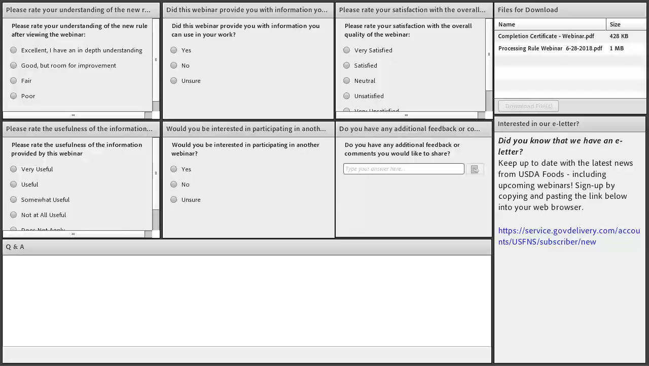State distributing agencies, recipient agencies, and processors are required to retain their relevant records for a period of 3 years from the close of the fiscal or school year to which they pertain. However, records pertaining to claims or audits that remain unresolved in this period of time must be retained until such actions have been resolved.